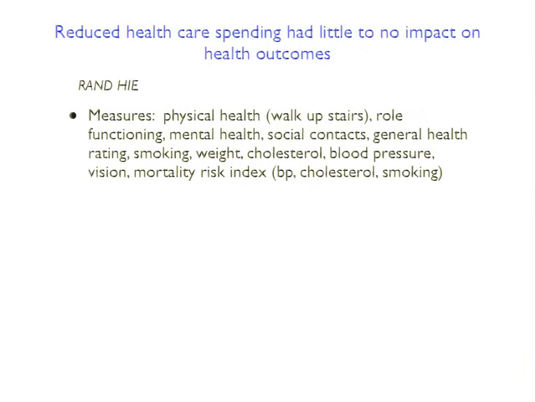They had mental health measures, measures of things like social contacts, and general health ratings, so self-reported, how healthy you are. They also had whether or not you smoke, your weight, cholesterol, blood pressure, and vision, so more clinical measurement type things. Then a mortality risk index, which combined a lot of these things together and tried to predict what your overall mortality risk was based on these various health measures.